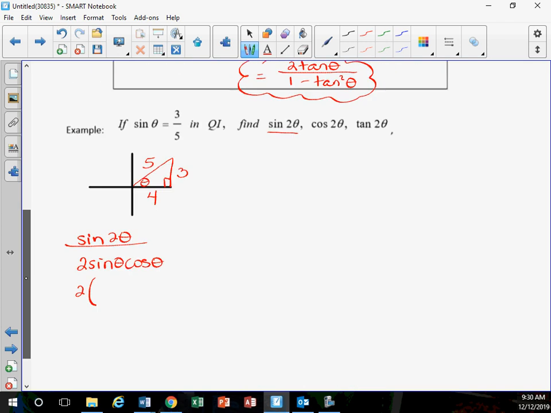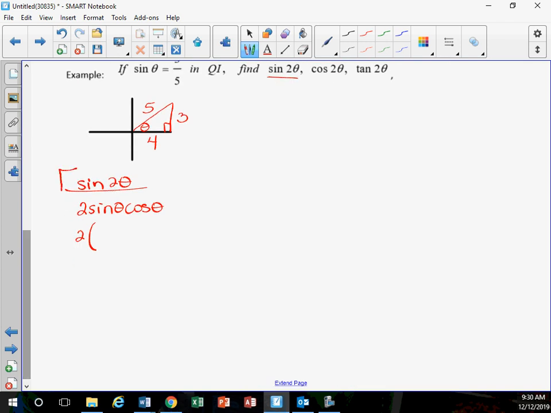No, I'm not dividing those. I'm saying, okay, part A, I'm going to find the sine of 2 theta. And there's my formula for the sine of 2 theta. All right, so what is the sine of theta? What did we say? 3 over 5.